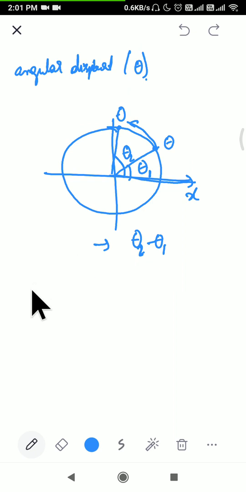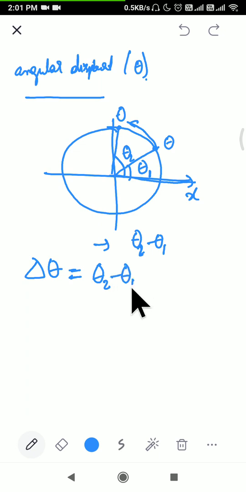So delta theta is equal to angular displacement, or change in angular position. You can also say it as change in angular displacement or change in angular position. All are the same as angular displacement. So angular displacement will be equal to final angle minus initial angle.